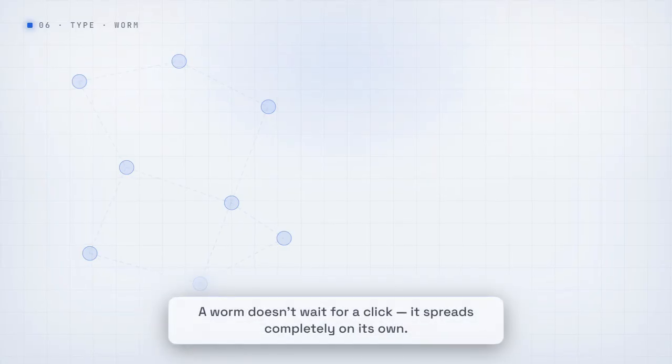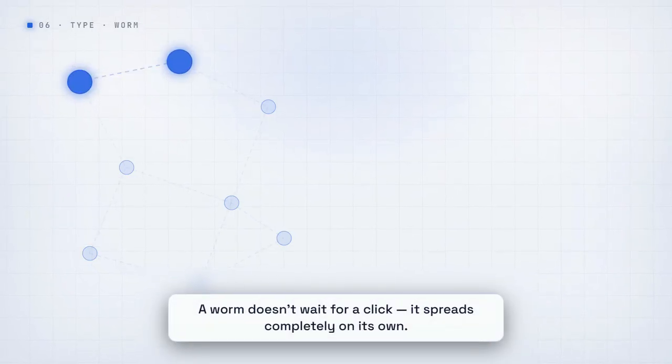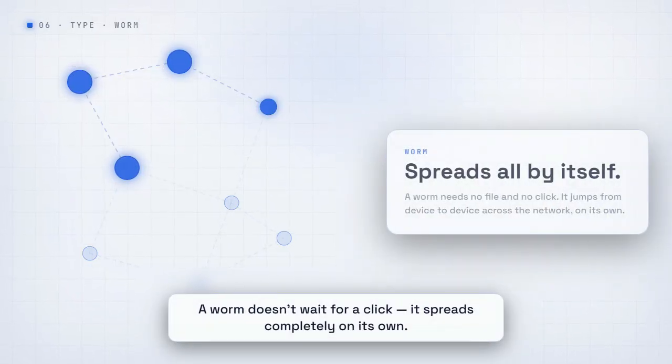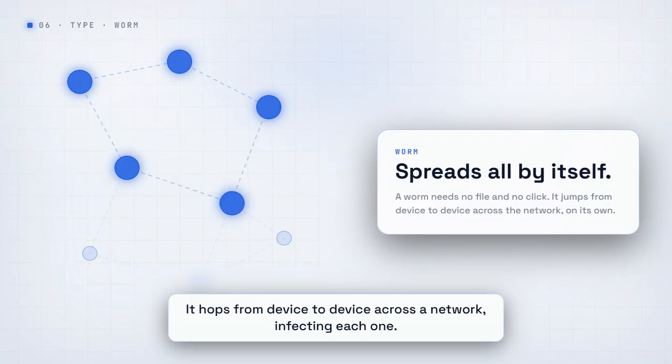A worm is smarter. It does not wait for a click. It spreads completely on its own. It hops from device to device across a network, infecting each one automatically.